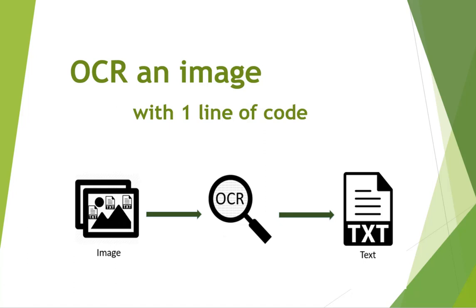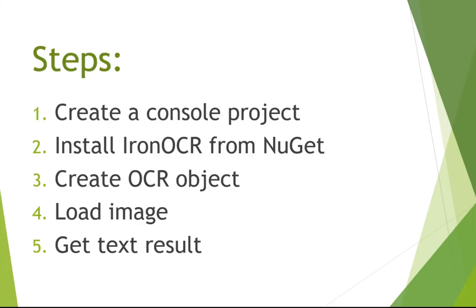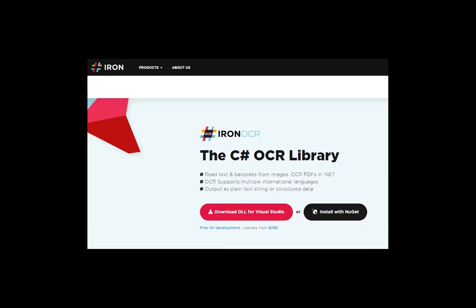In this video, I will show you how to create a simple Windows console application to convert an image to text. I will demo how to create a console project in Visual Studio, install IronOCR from NuGet, and then create an OCR object to load image. Finally, get the text result. IronOCR is AI technology empowered library, so it has much more accuracy than traditional OCR.